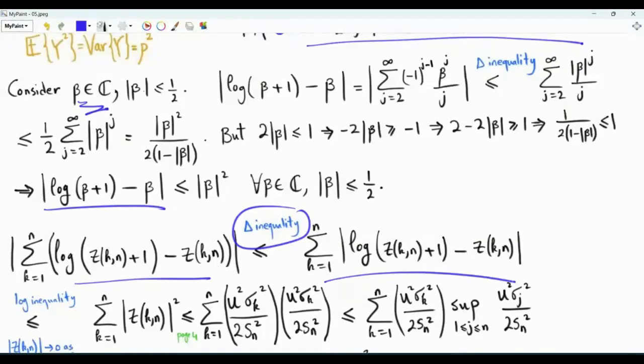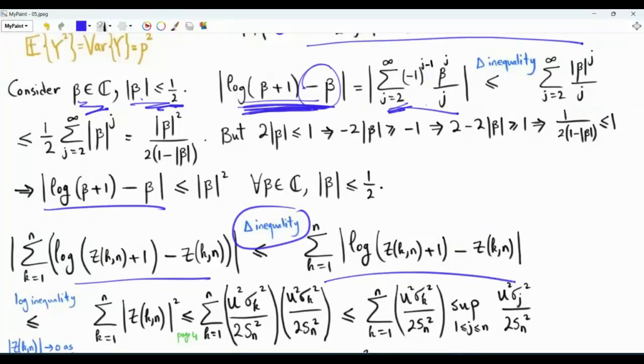Consider beta, that is a complex number, with a magnitude that is less than or equal to 1 over 2. Write down the Taylor series expansion of this log beta plus 1 minus beta. And this Taylor series expansion is valid when the magnitude of beta is less than 1. Well, we are taking the magnitude to be less than 1 over 2, and so it is definitely less than 1. The Taylor series expansion is given by this summation here. The expansion of the logarithm contains a linear term beta that will go with this minus beta. And so we have our sum starting from j equal 2.